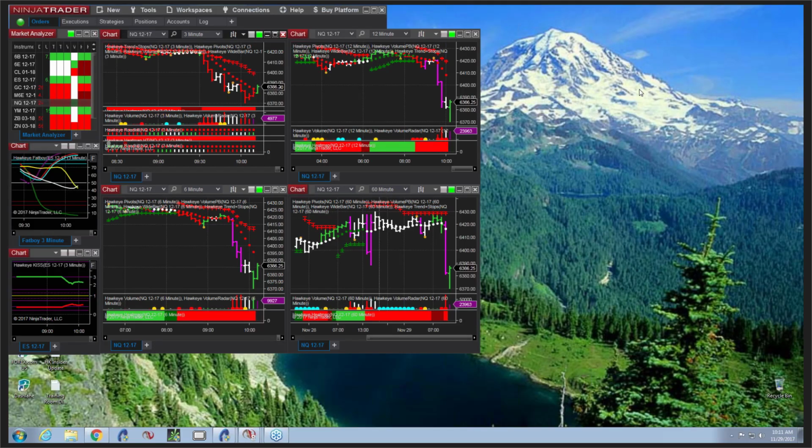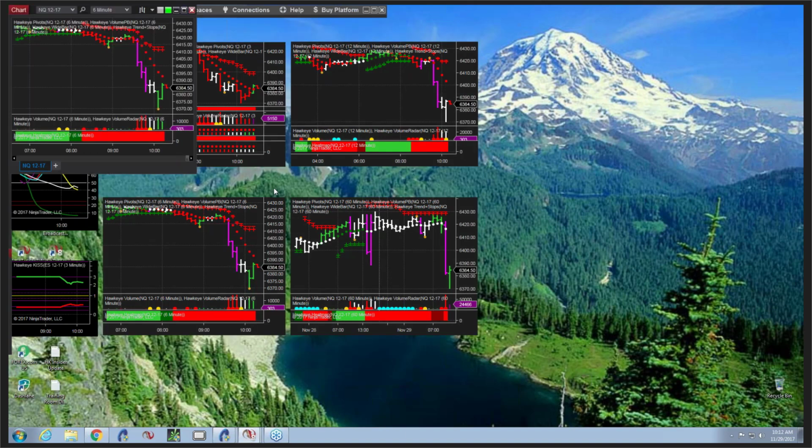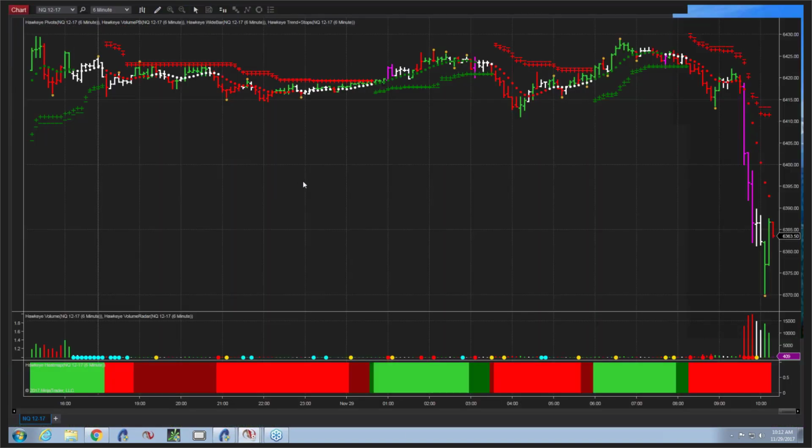So looking at monitor 2, you can see I've got the NinjaTrader 8 set up. I've got the tool set showing the individual instruments, the Fat Boy and the Kiss set up, and then I've got my 3-minute, 6-minute, 12-minute, and 60-minute charts set up, showing the volume coming in. So I can expand any of these charts to look at the setup, to analyze it a little bit better, and pop it back down again.